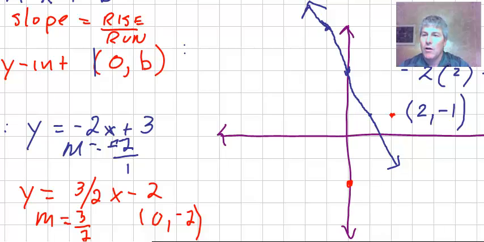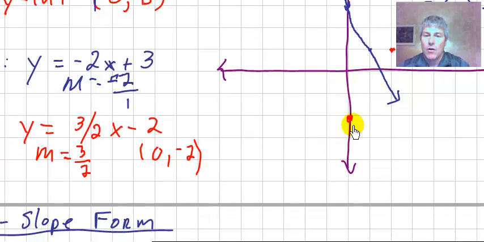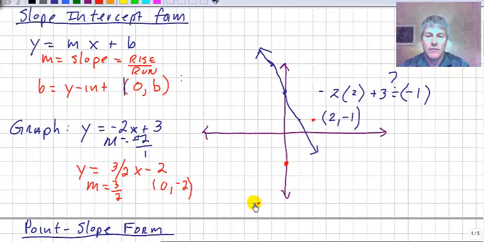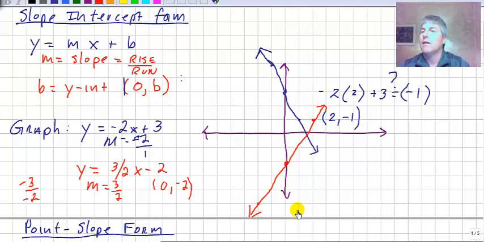And I could also rise negative 3 and run negative 2. Okay, so our equivalent slope is negative 3 over negative 2, and I have 3 points, including my y-intercept, and the graph of my line.